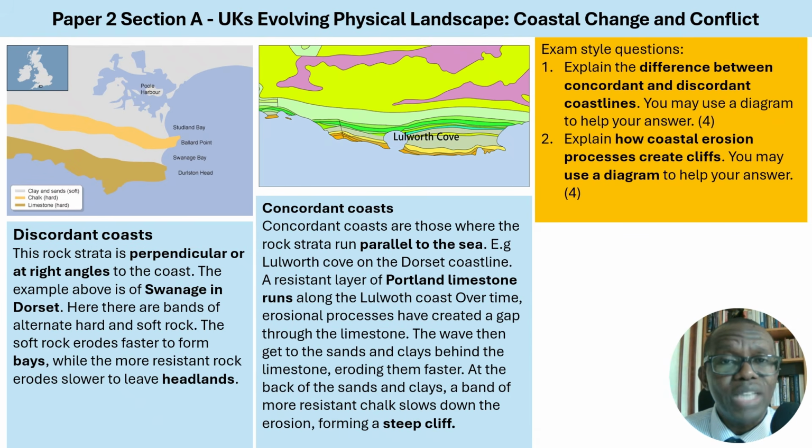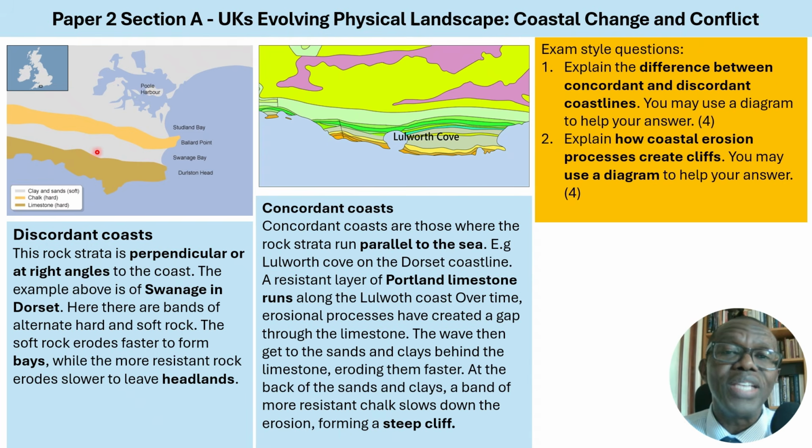So the second subsection in section A of paper 2 is going to be coastal change and conflict, as you can see here. And the first thing we need to discuss when talking about coastal change and conflict is the type of coastlines that we have. So we have two types of coastline, one being discordant coastlines, and then we also have concordant coastlines.